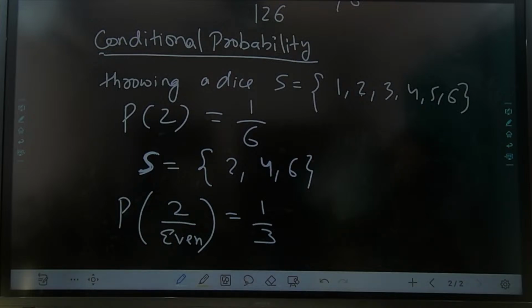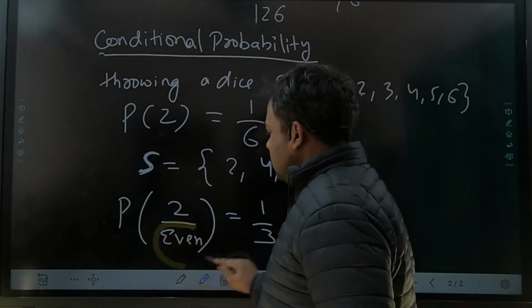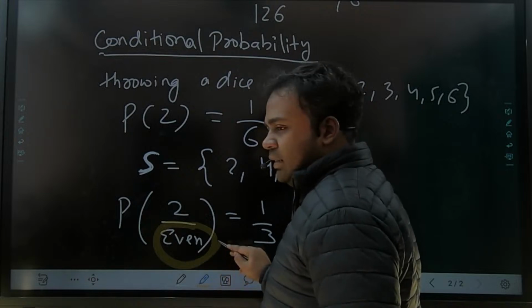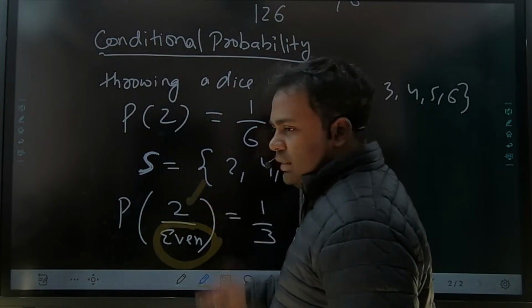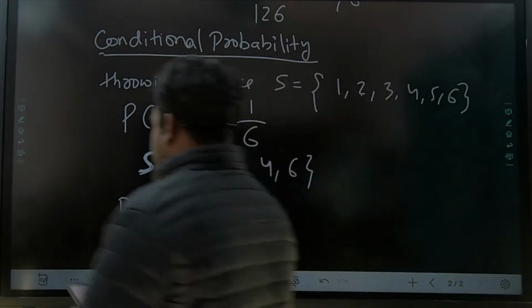So what is the probability of 2 when an even number has come up in total? If an even number has come up, it can be 2, 4, 6. Out of that, the probability of 2 will be 1 by 3. So this is the condition. The condition will always be here. After this event has happened, what is the chance of getting this event? Right, so here we bring the conditional probability definition.